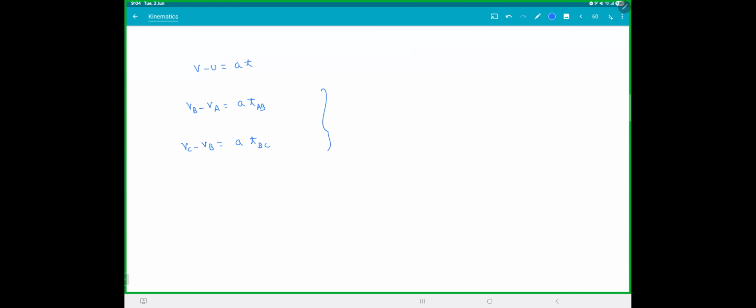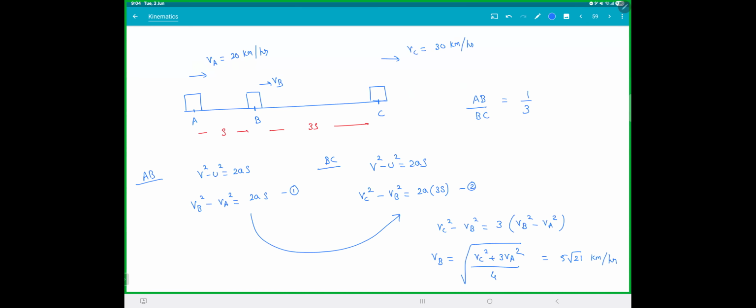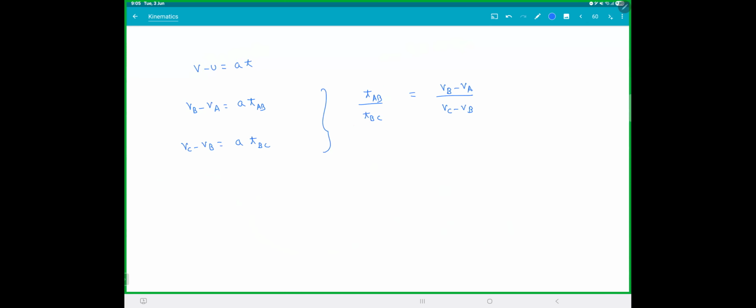Divide them. So the time from A to B by the time from B to C will simply be the ratio of velocities: VB minus VA by VC minus VB. I know all three values. You substitute them from here, put them there, and you'll get the answer. Is that clear, everyone? Once you have the final velocities and you know the initial velocities, you can get the time from there. We don't need the acceleration value because all I'm asking for is the ratio. Easy?